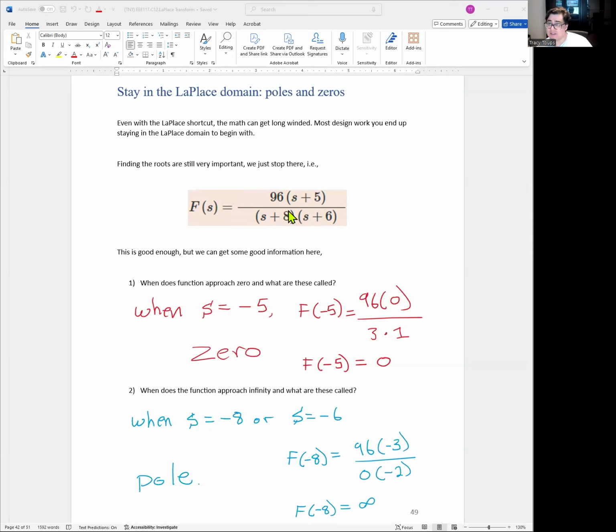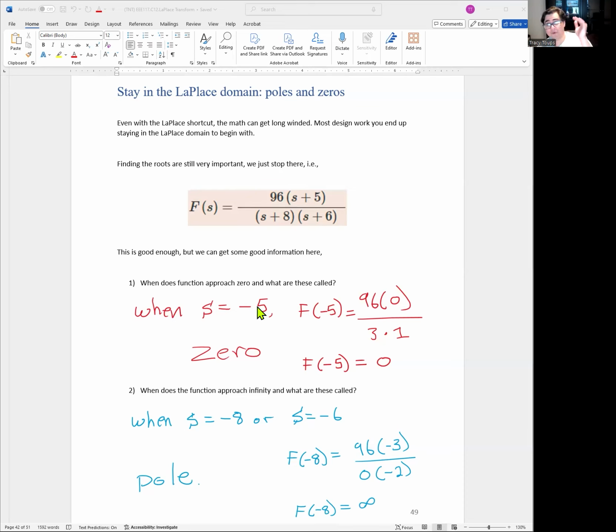What frequency of s is required to make this whole circuit go to 0? Well, it's easy. If s is -5, then we'll have 96 times 0 divided by a non-zero number. -5 plus 8 is 3, -5 plus 6 is 1, so it's 0. So as long as you set s equal to -5, or the frequency of our circuit is 5 hertz, this voltage goes to 0, which is very important to know.